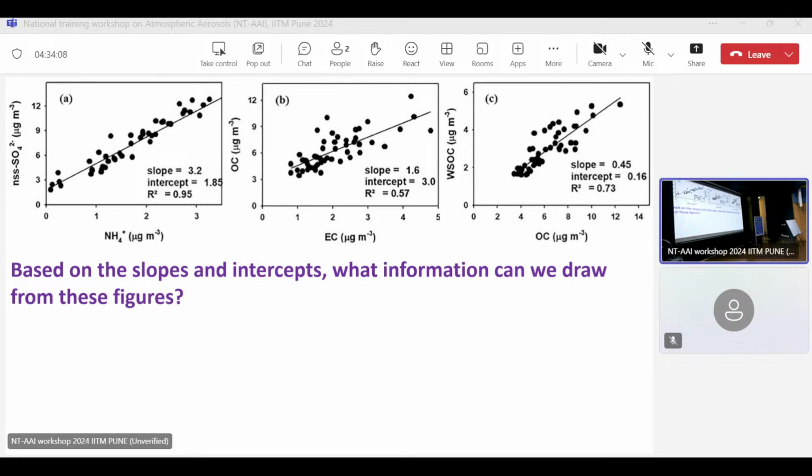One point six is slope and 3 is intercept. There is more secondary carbon and slope is telling that fossil fuel derived aerosols are probably the sources of carbon of the air.